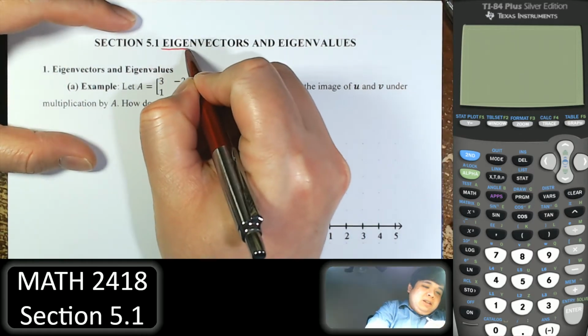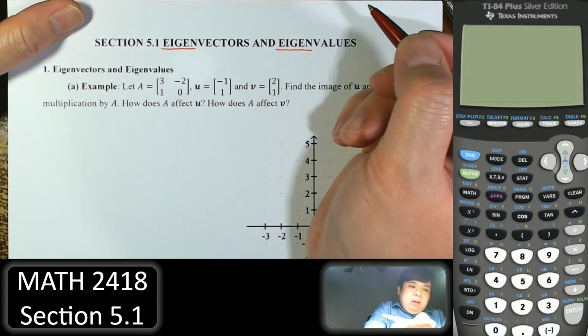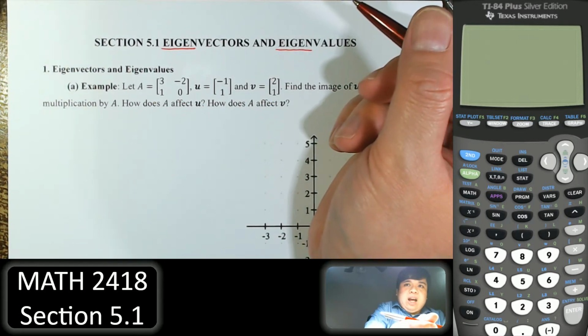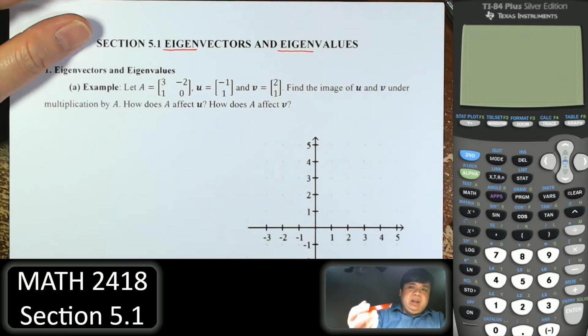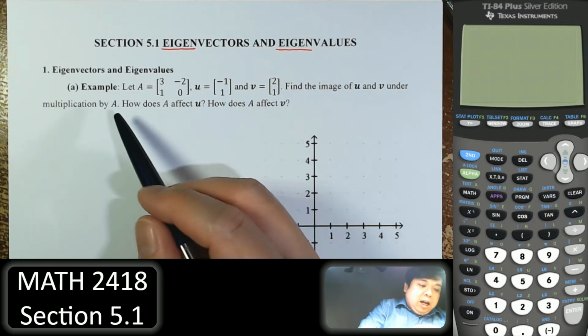Eigen is a German word that means own or characteristic, proper. It has different meanings, and we'll get back to that when we do some examples. Right, let's look at this example.